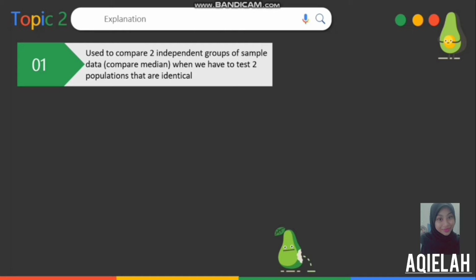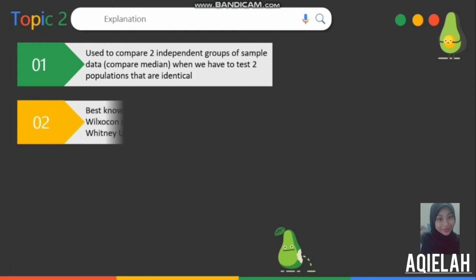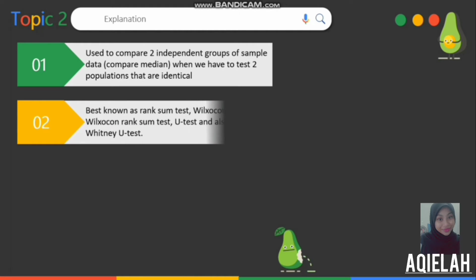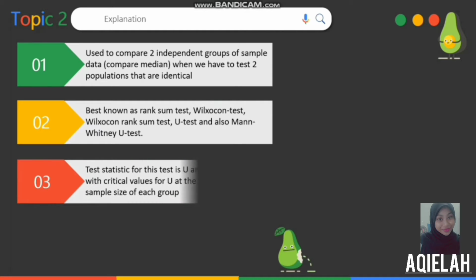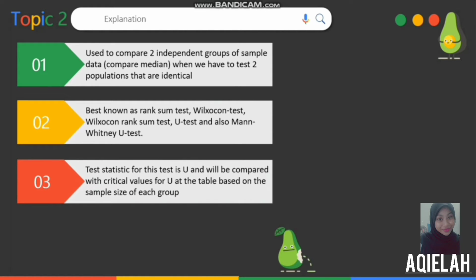This test is used to compare two independent groups of sample data by comparing their medians, when we have to test whether two populations are identical. It is also known as the rank sum test, Wilcoxon test, Wilcoxon rank sum test, U test, and the Mann-Whitney U test. The test statistic for this test is capital U, and it will be compared with critical values for U in the table based on the sample size of each group.